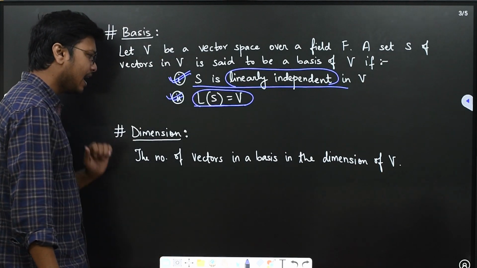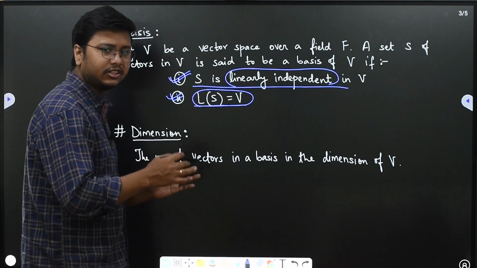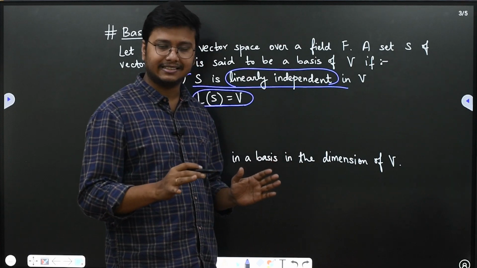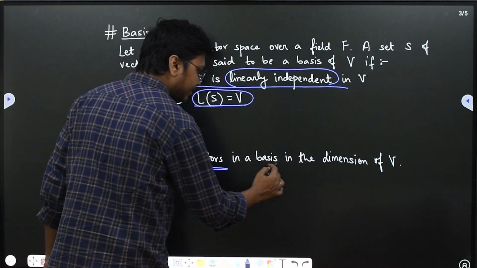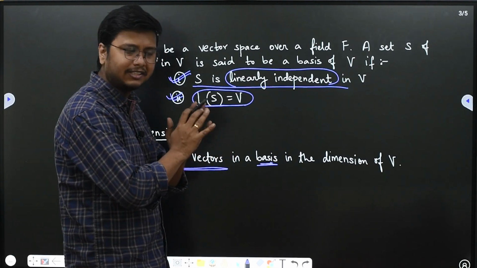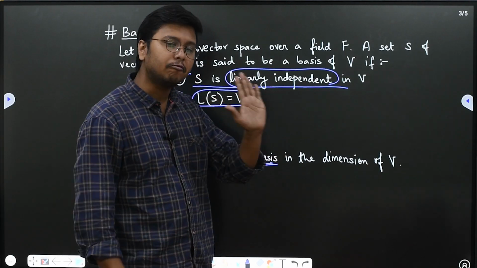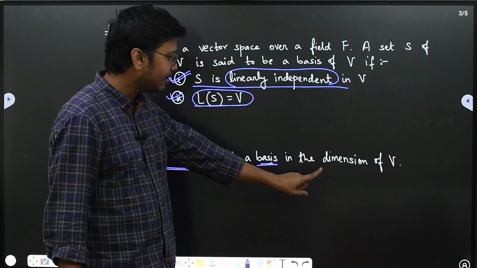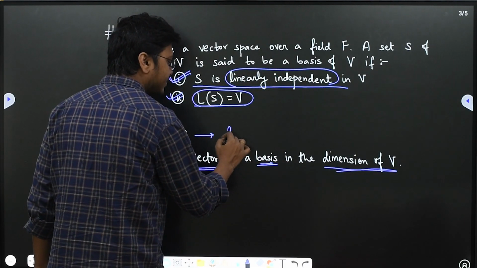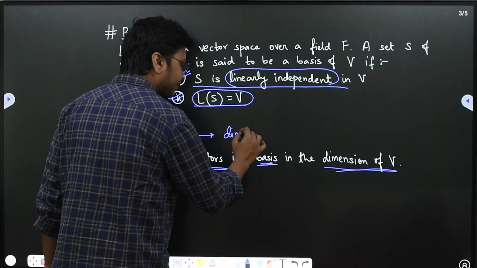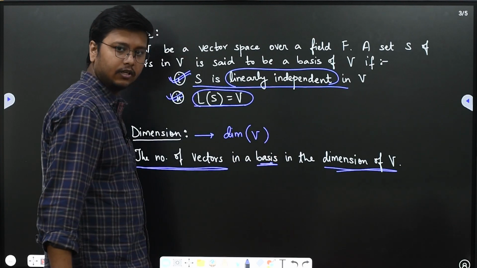And what is dimension? It is just the cardinality of the basis set, that means the number of vectors in the basis. Suppose you have a basis containing 5 elements, then 5 will be the dimension of that particular vector space, and dimension is represented by dim of the vector space V.